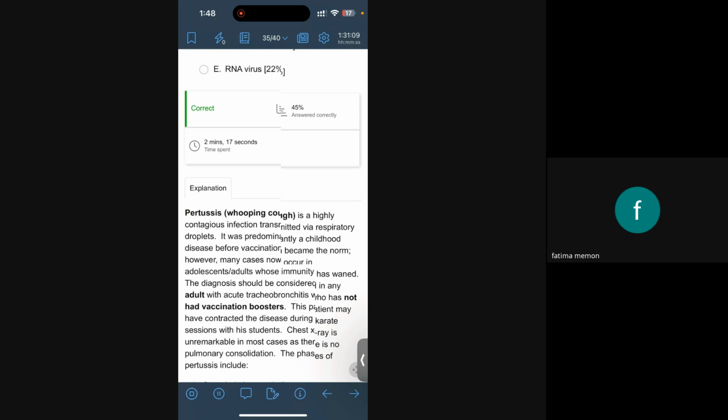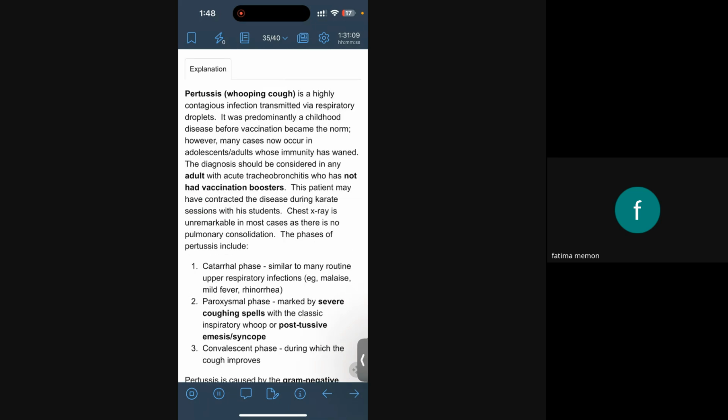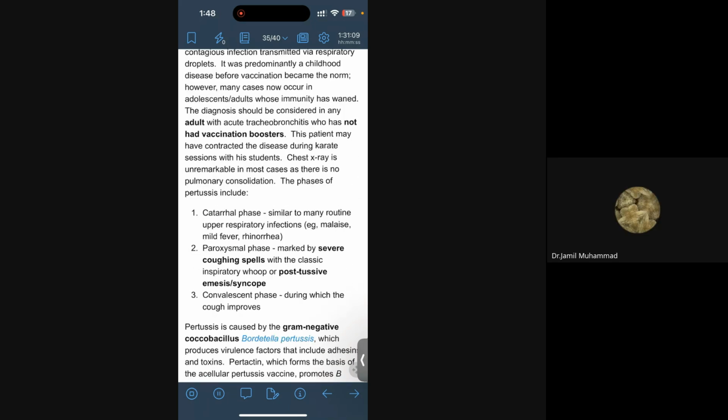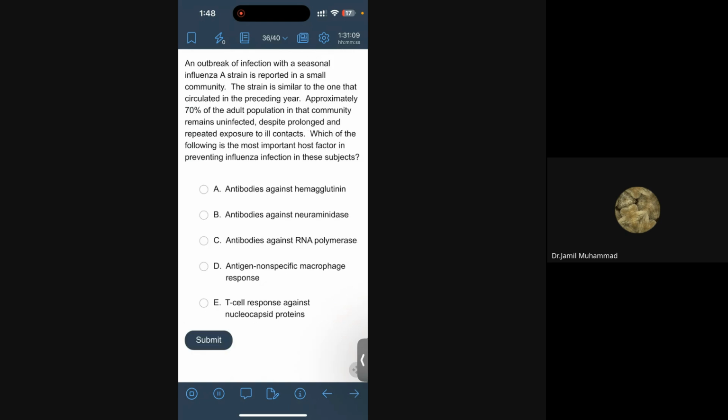Whooping cough. And it can also happen in adulthood, and after the cough there can be syncope. Okay, so let's move on to the next one.